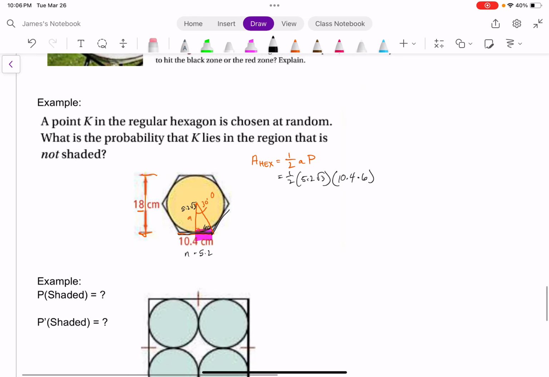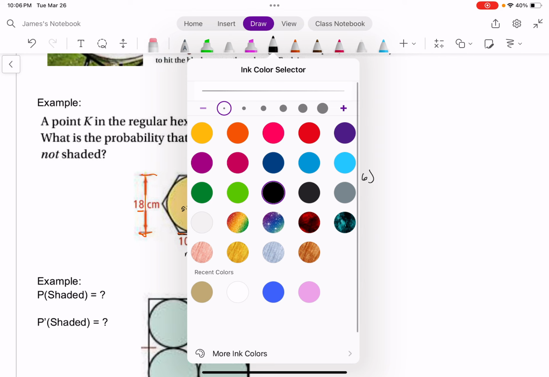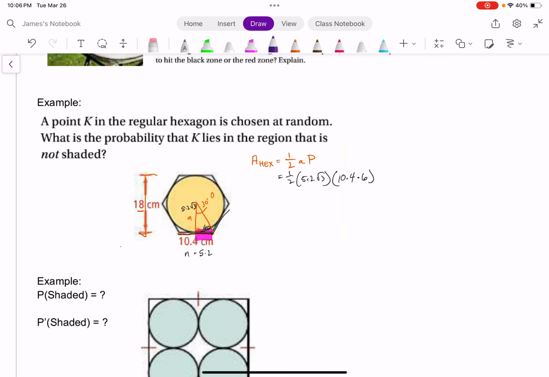Now, the reason they give me this 18 here is because that is telling me that distance right there, which tells me that is 9. So the area of the circle is pi r squared. R squared would be 81 times pi.